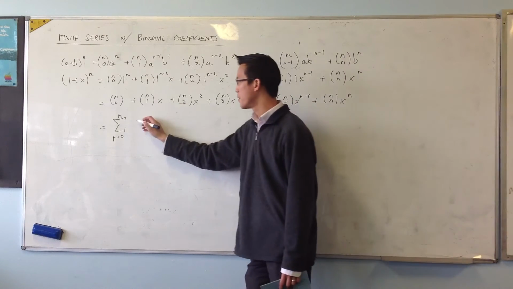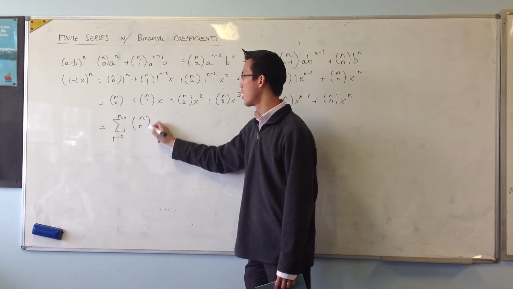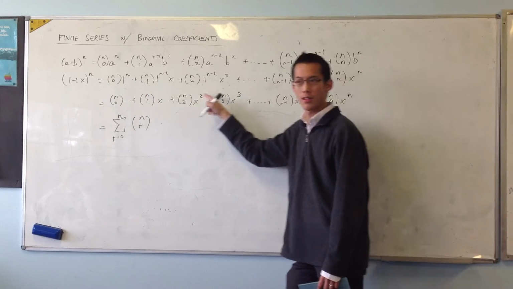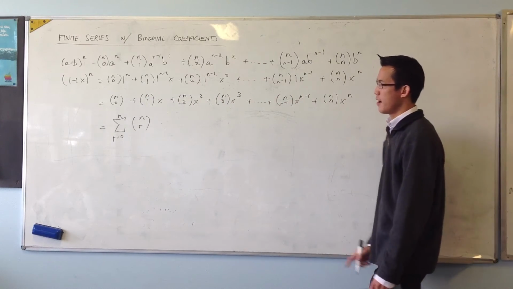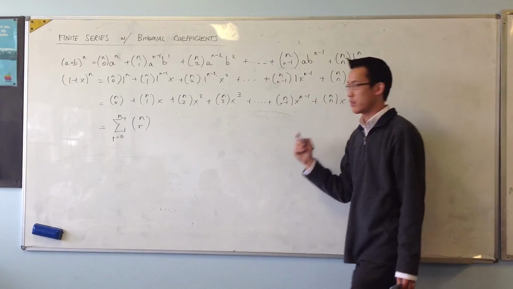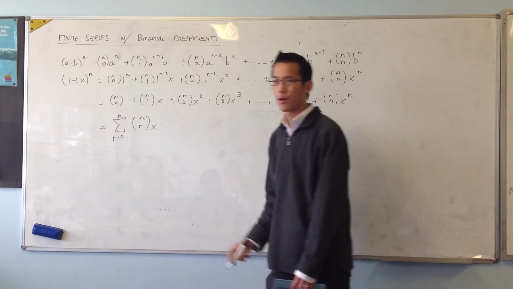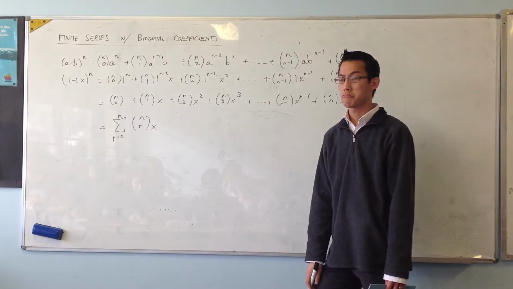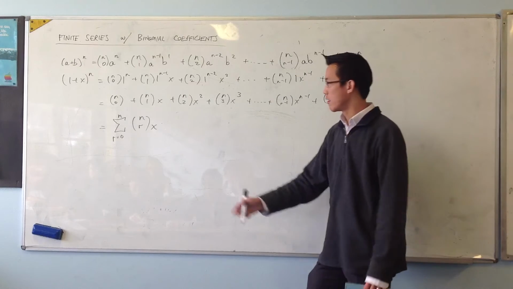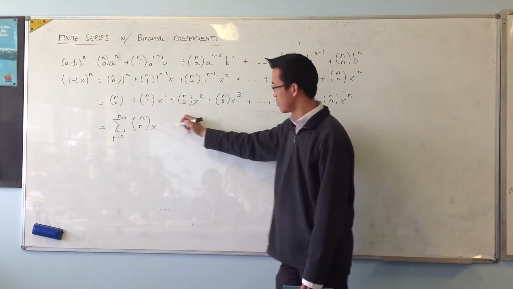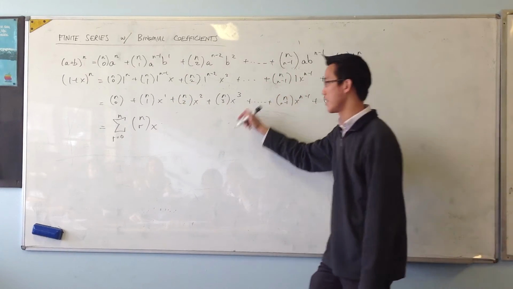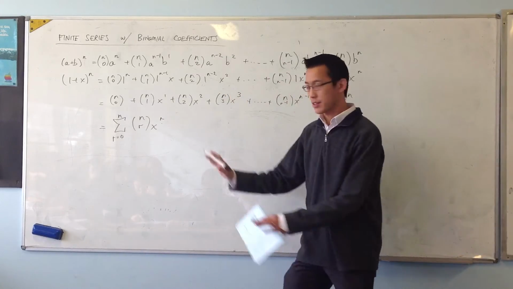Well, as r increments, I'm going to have n choose r. So I start at 0, 1, 2, 3, and so on. But then I also have this x term to deal with. It's x to the power of r. This number and this number always match up exactly. That's how I built the series.